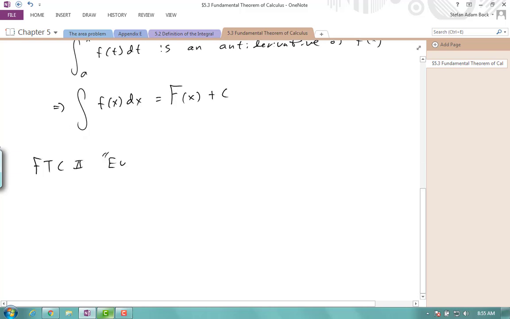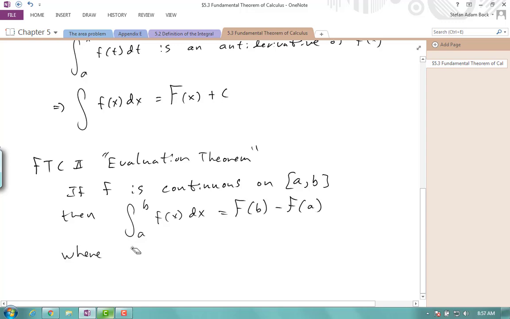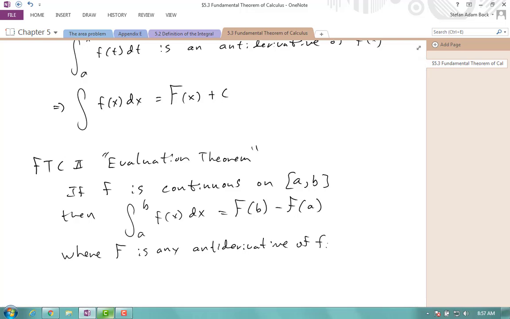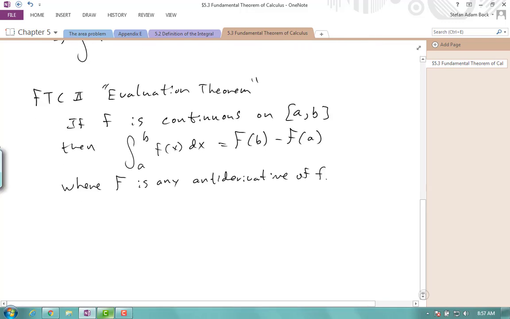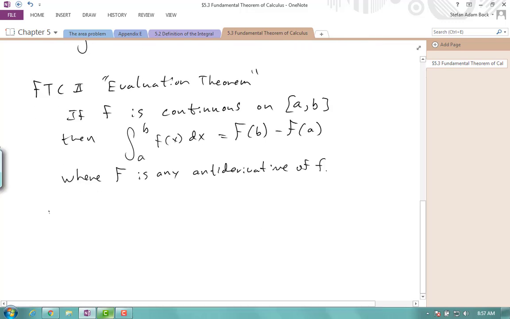Now the second part of the fundamental theorem of calculus is a really useful one that helps us to evaluate our integrals. So from the first part, since the integral is essentially the same thing as an antiderivative, that means I actually have a very easy way of evaluating my integrals. So let's consider this. If f is continuous on a to b, then the integral from a to b of f of x dx would be equal to big F of b minus big F of a, where the big F is some antiderivative of little f. And we can think about how this works out.